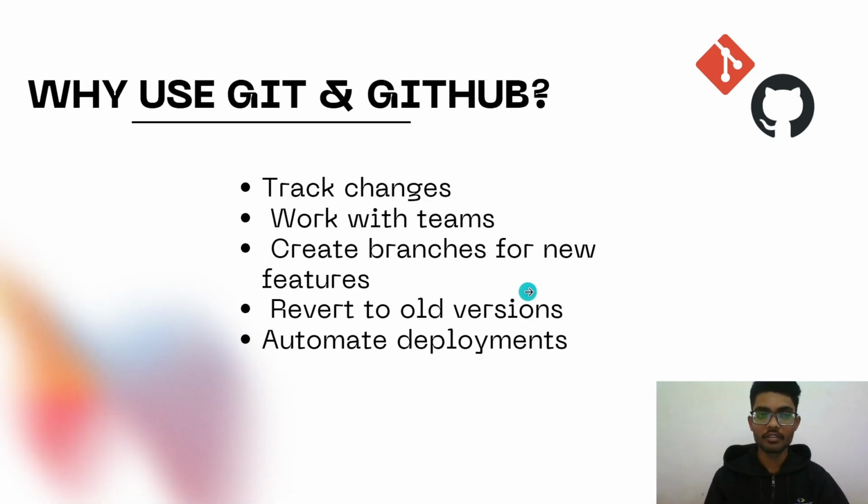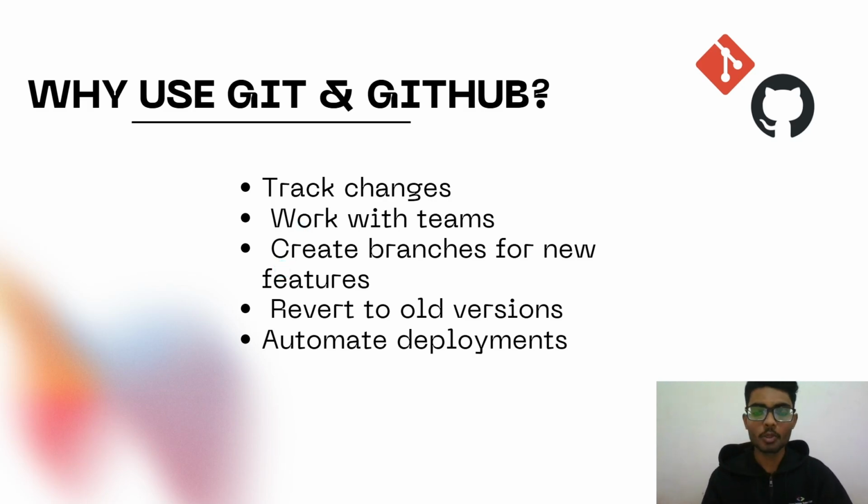Now moving forward, why do we use Git and GitHub? I just explained to you what the issues were before Git and GitHub and how we resolved that. So I think this will be easier for you. Why do we use Git and GitHub? First, we need to track our changes. Then we have to work with different teams. We create branches for new features.